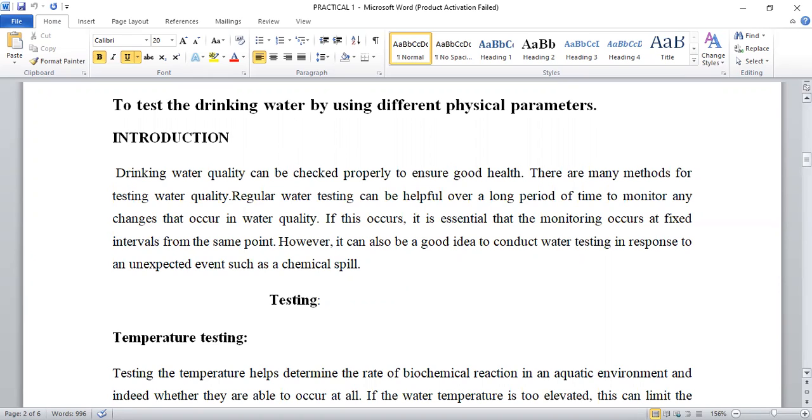However, it can also be a good idea to conduct water testing in response to an unexpected event such as a chemical spill.